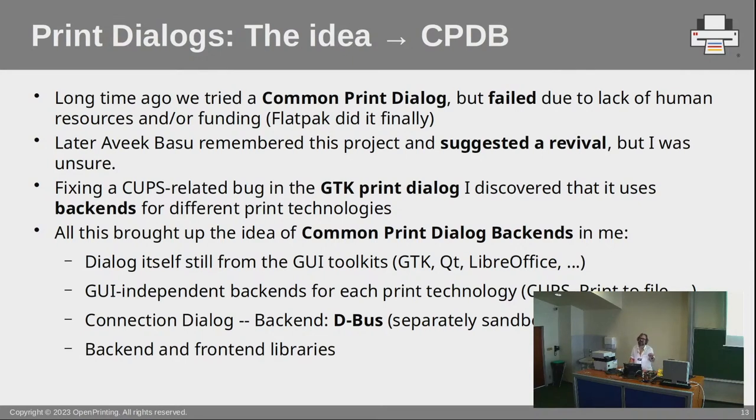And another thing, you click on a printer in the print dialog, and then the print dialog shouts into the D-Bus, "I want to have the properties of this printer." And then the appropriate backend answers back with the properties. And in the end, I click on print, and then the print dialog shouts into the D-Bus, "I want to print the job." And then the right print backend answers back, "I take the job," and prints the job.